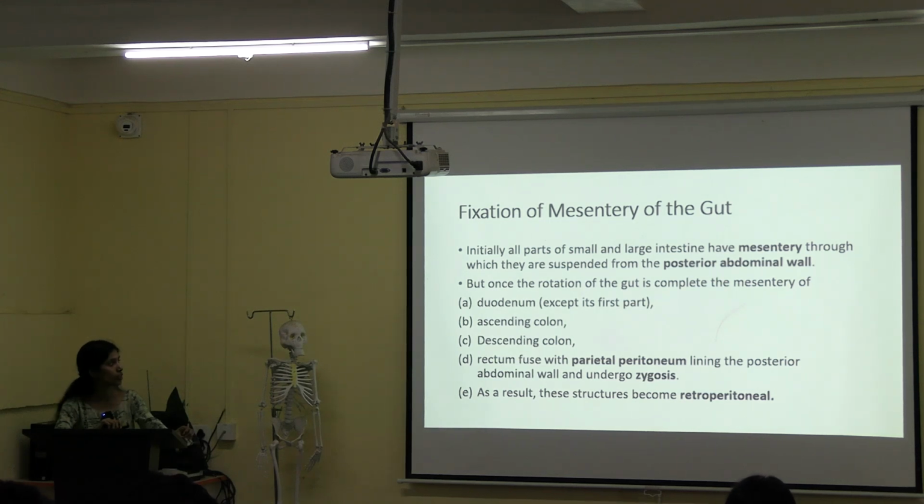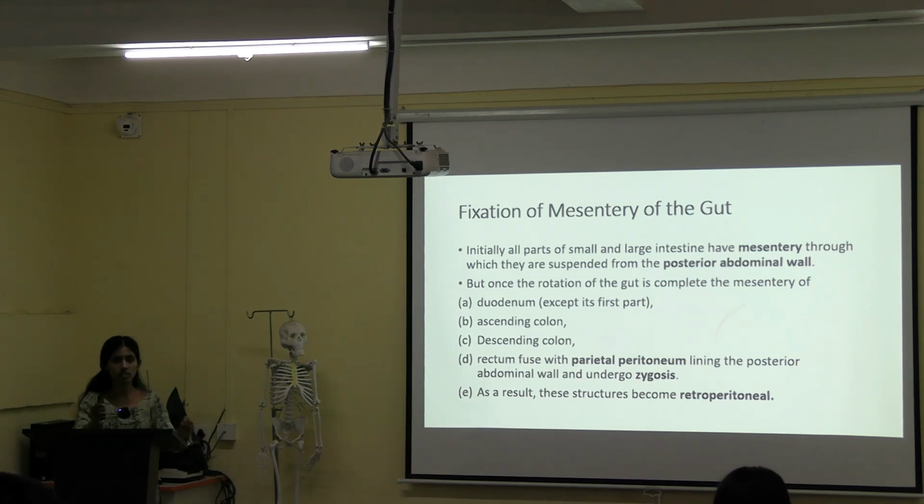But once the rotation of the gut is complete, the mesentery of duodenum except its first part. Why? Why is there an exception for the first part of duodenum? Your first part of duodenum is going to develop from the foregut, not from the midgut. Okay. So, except first part of the duodenum, ascending colon, descending colon and rectum, it fuses with parietal peritoneum lining the posterior abdominal wall and undergoes zygosis.